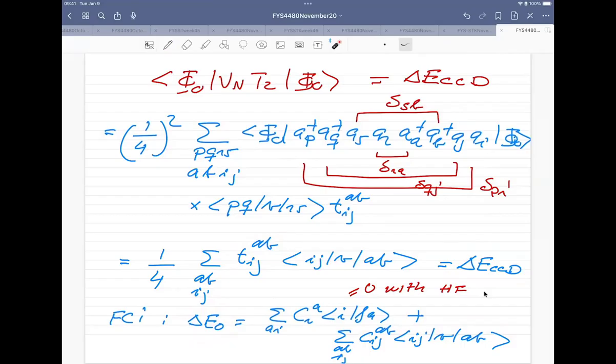If I had included the T1 in these equations, there would have been a term which looks like this one. Okay? And you will see that next week when we introduce T1 plus T2, there will be a similar term with T_ia here. Any questions?